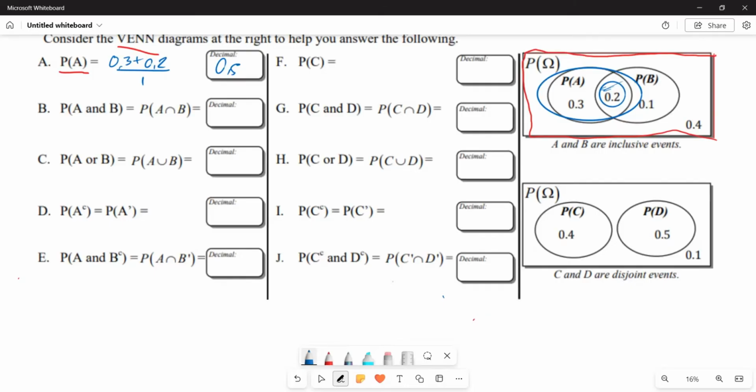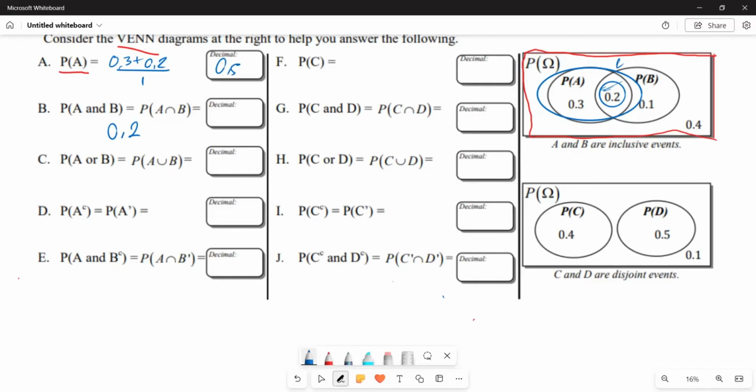Are we together? So the probability of this is going to be given by 0.2, because that's the only part where you are having the intersection. Remember, this part in here is your intersection. Are we together? Then let's see what else we are given.